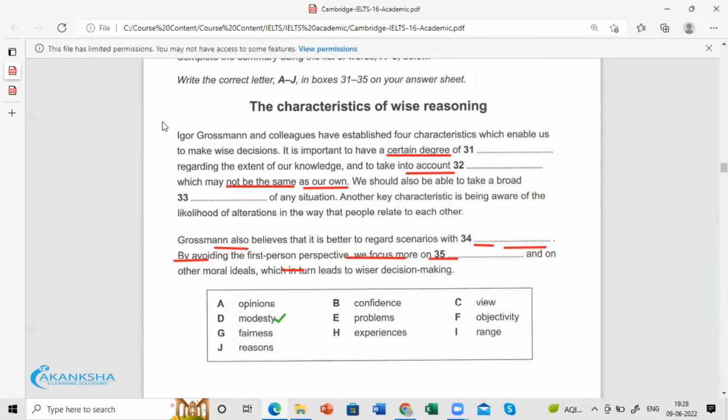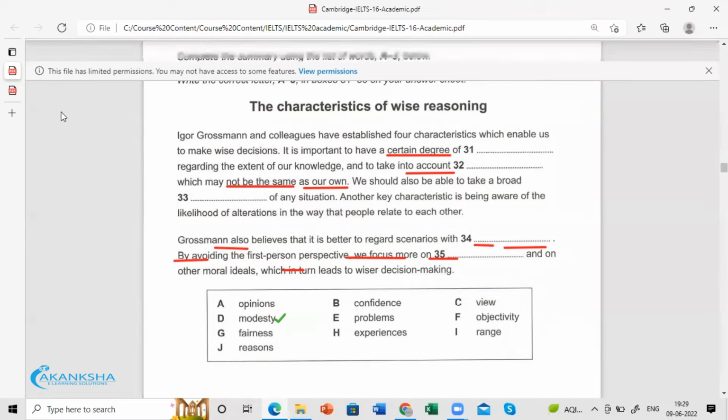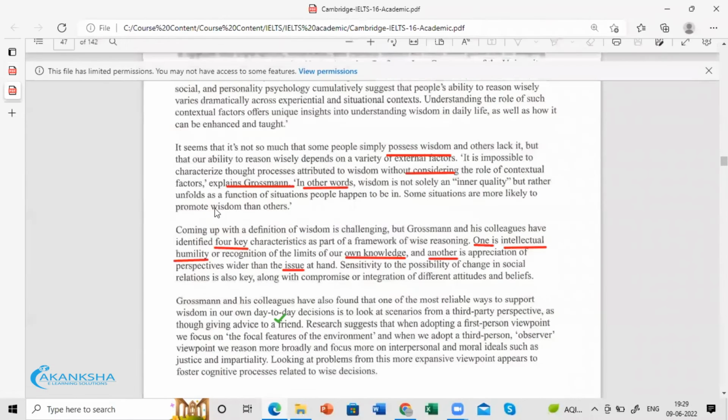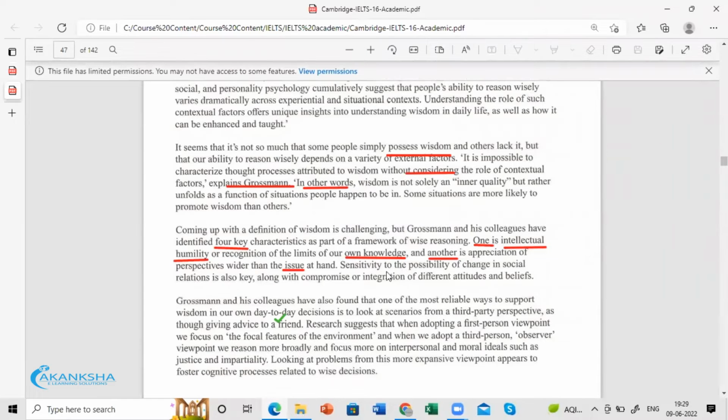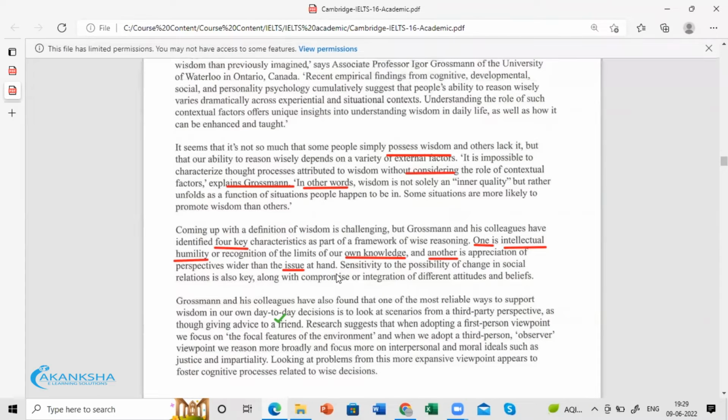Yeah, that's true. Issues. But when we say issues, take into account issues which may not be the same as our own. Okay. Issues, that's true. Issue and changing the society. Yes, and when we read this whole sentence, putting that word in there, it should actually make sense here. So this is something that's important here.